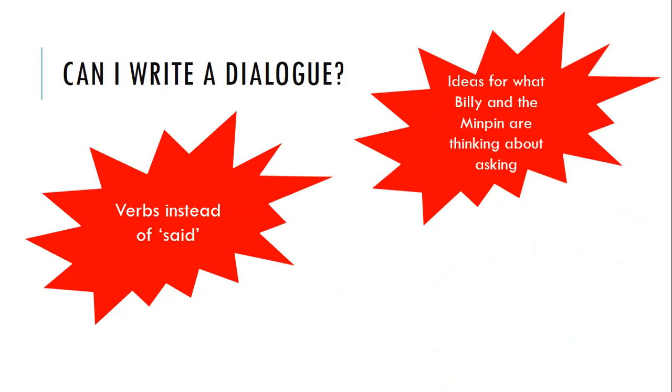So you can have an idea of the sorts of things which Billy is going to talk about with this minpin. So that's the dialogue we're writing. You've got Billy up in the tree. He's talking to this minpin. We've already got some ideas from the book about things they might be talking about, but you can again invent your own. What might Billy be saying when he sees this tiny little man who lives in the tree?